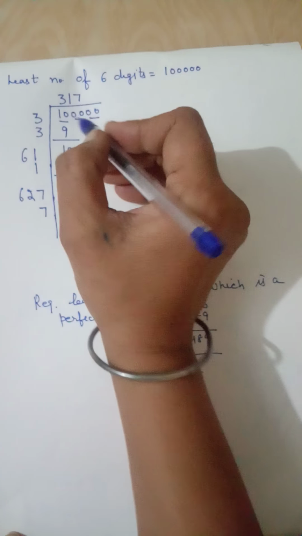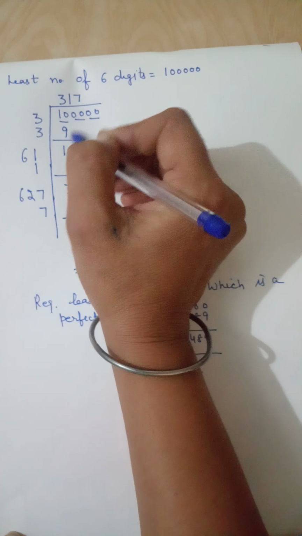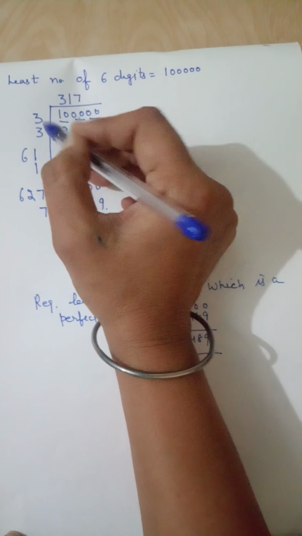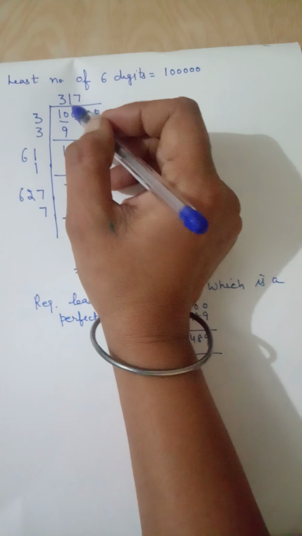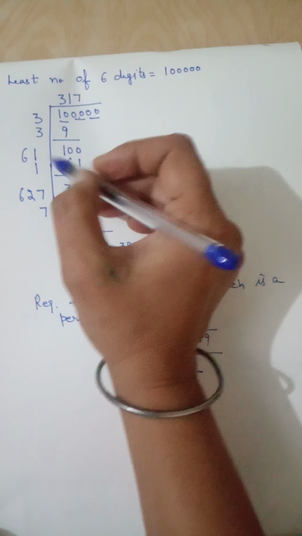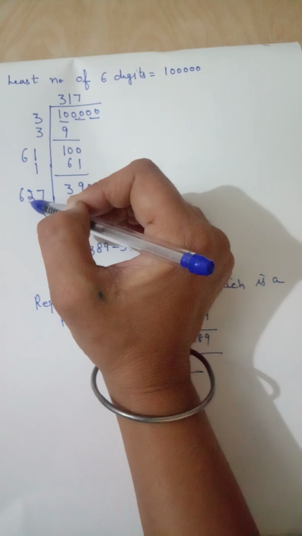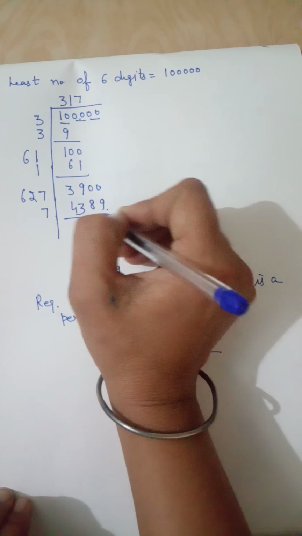So what to write? We make the pairs here. 3 3s are 9, 10 minus 9 is 1. Full pair here. 3 plus 3 is 6, 6 2s are 12. It is divisible by 1. 61 into 1 is 61. 10 minus 1 is 9, 9 minus 6 is 3. 61 plus 1 is 62. Now because we have to add something here, so we will write here the bigger term.